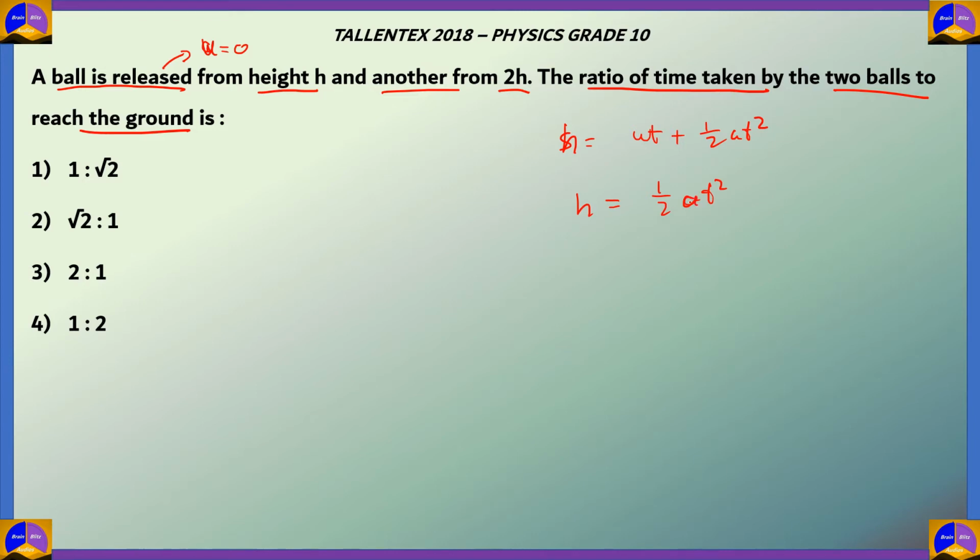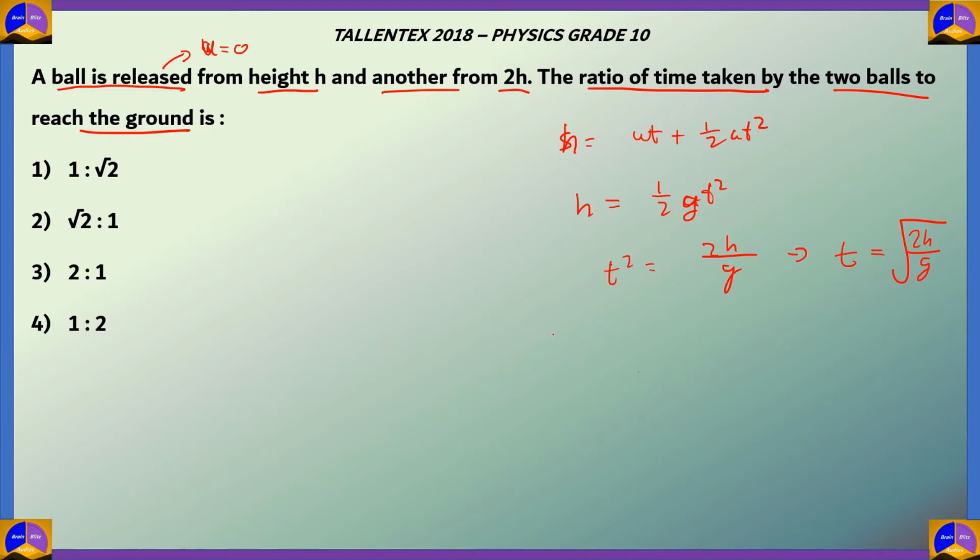And here a is, again, the acceleration due to gravity, so that's gt squared. So when you take t squared on one side, you get 2h by g. So that means the value of time is equal to under root of 2h by g. So this is the formula for time taken by a ball released from a height, h.